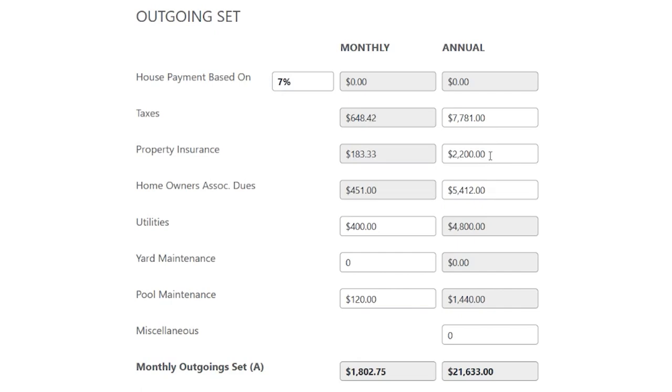Property insurance, again, a little bit subjective. I've got that down for $2,200 a year. It can be a little more, it could be a little less. So we'll put it down at $2,200. I think that's a fair number.